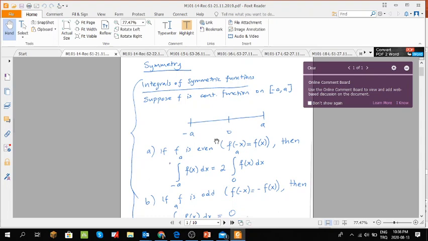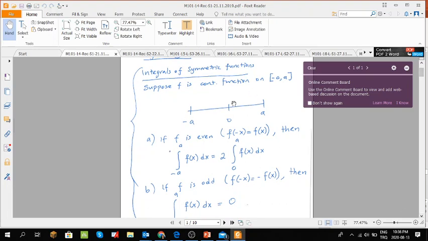For example, even functions and odd functions are symmetric. Even functions are symmetric with respect to the y-axis, and odd functions are symmetric with respect to the origin, right? So in this part, the functions we are going to be discussing are continuous on a closed and bounded interval, but this interval is symmetric as well.